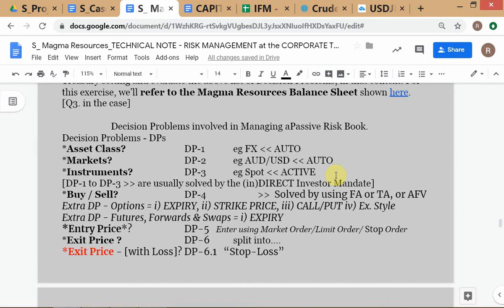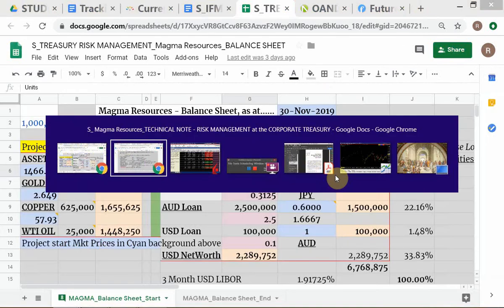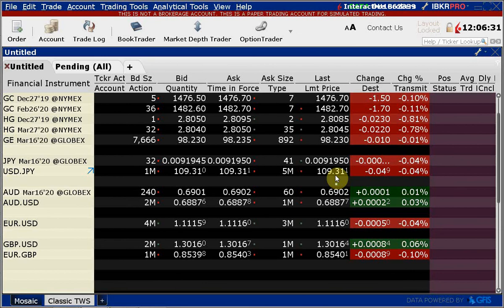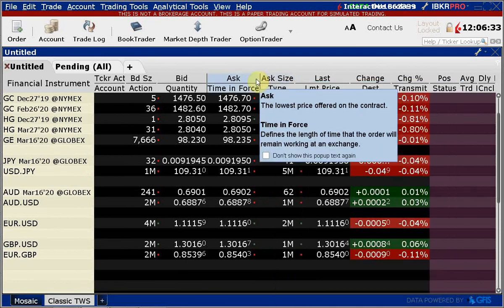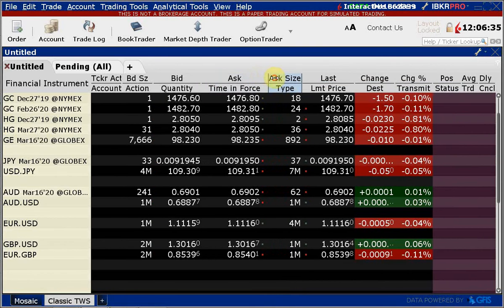Is everyone following what we are doing? We are taking the same decision problems from the spec book, and we are trying to see how the solutions to the same decision problems change when you are running a hedge portfolio to offset the risks on a passive risk book. Yes, what's your question, Garvit? Sir, if we are buying the yen futures, we have to pay dollars and then we'll be getting yen. That's the point.